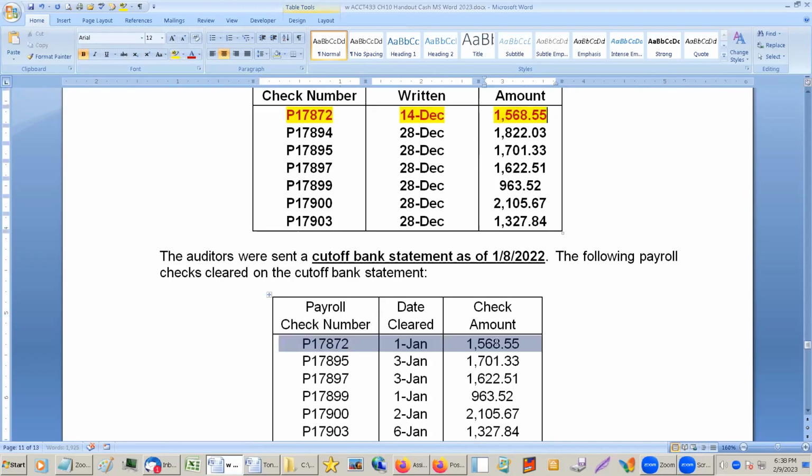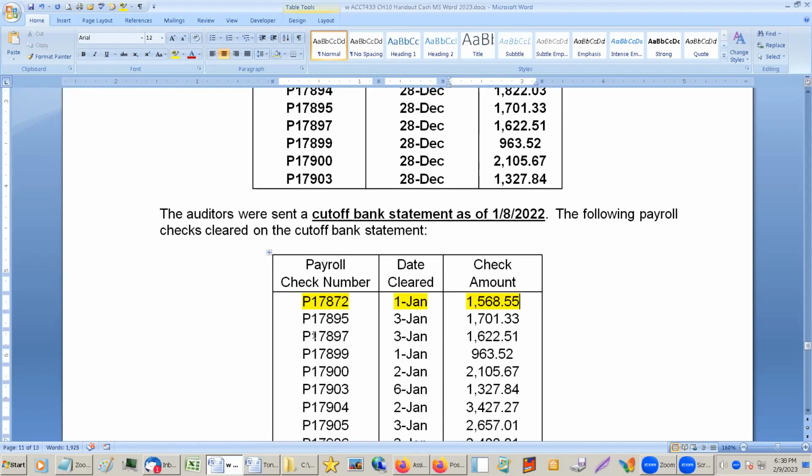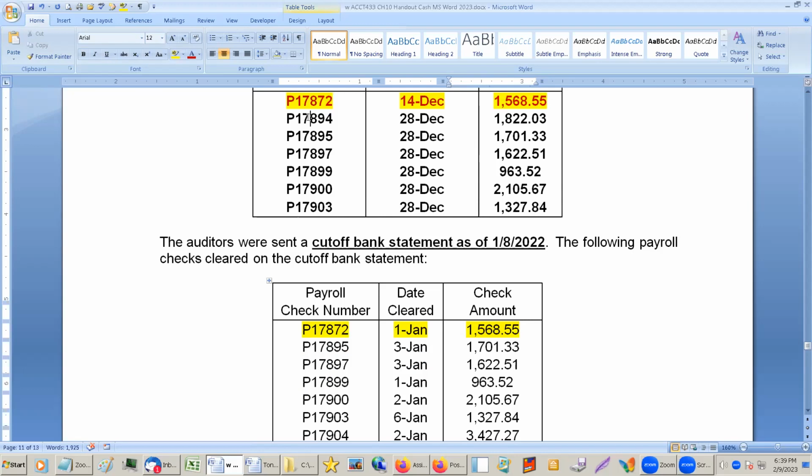All right, and I think I'll just do it. So the one written on the 14th is now cleared. The second one hasn't. 1897, 1898, 1894, I think it has 1895, it has, okay, this one has. 1897 has. 1899 is cleared. 1900 is cleared. And 1903 is cleared.